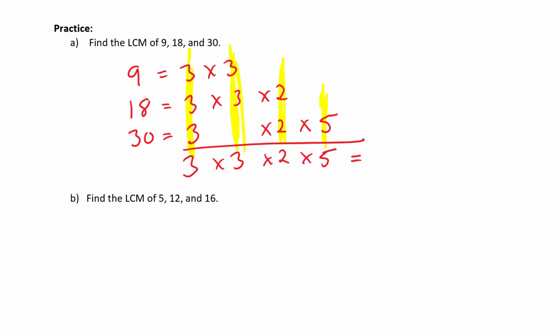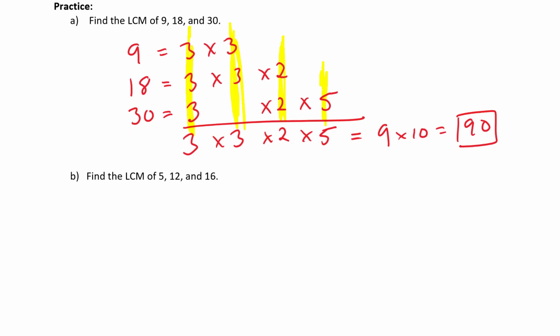What do we have here now? 3 times 3 is 9. 2 times 5 is 10. 90 is our answer. So the lowest common multiple of 9, 18, and 30 is in fact 90. I'd like you now to pause your video and try and find the lowest common multiple of 5, 12, and 16. Try that now, then we'll take it up.